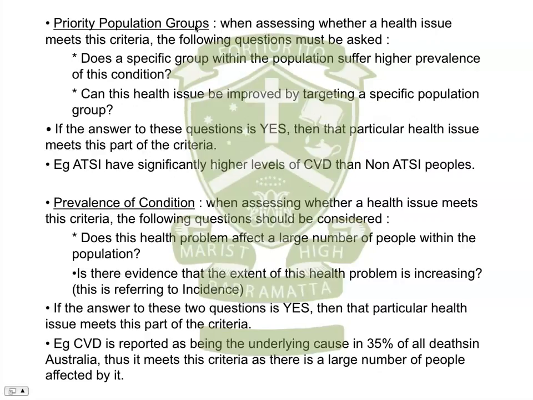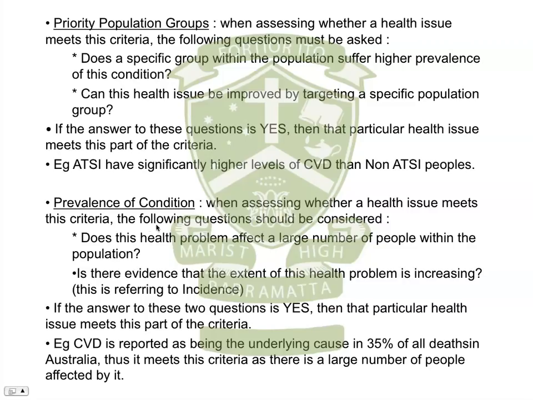Priority population groups. So in order for this part of the criteria to be actually met, you need to ask these 2 questions, and basically it's saying, is a certain group within the population affected by this condition more so than another group? And if the answer is yes, then the health issue meets this part of the criteria.